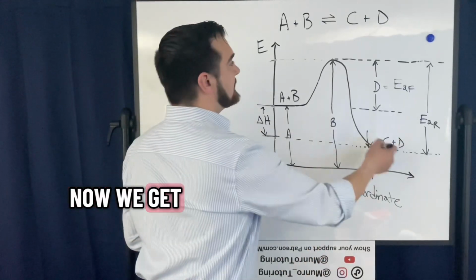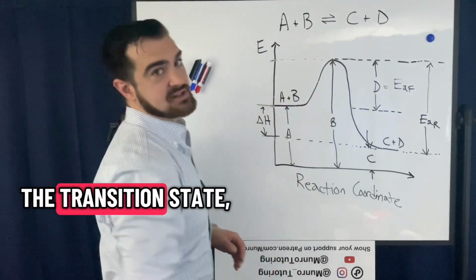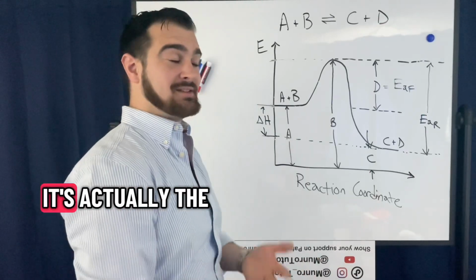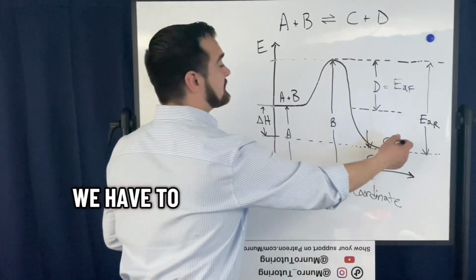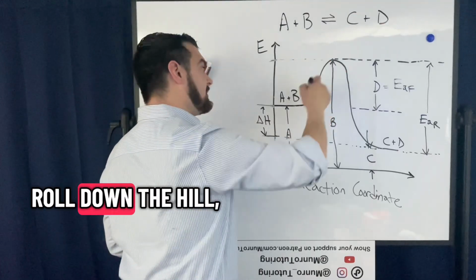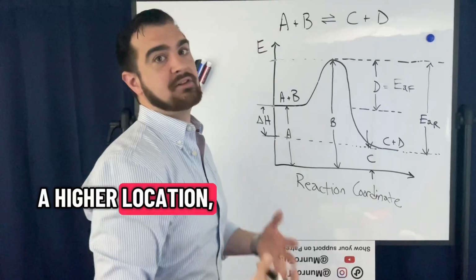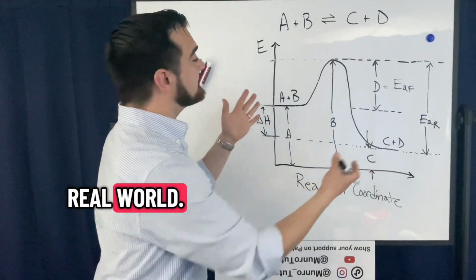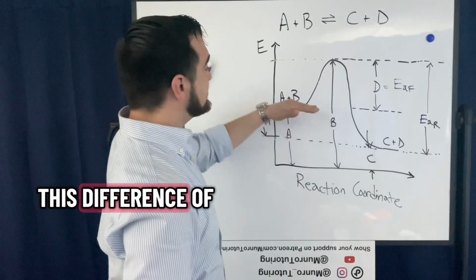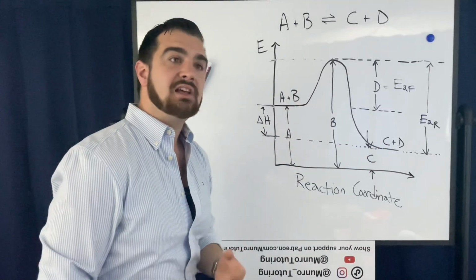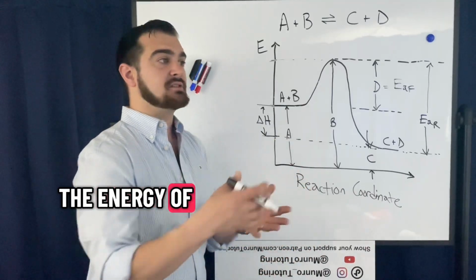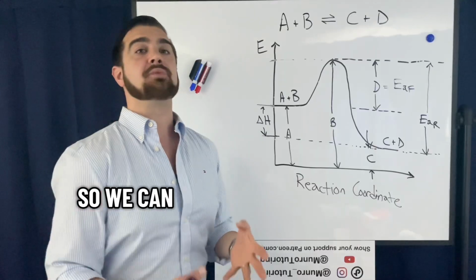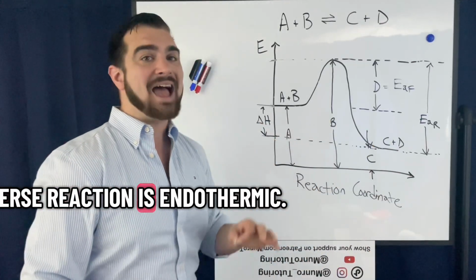Now, we get up to the top and energy is released from the transition state, but not as much as when we go the other way. It's actually the exact opposite, right? In other words, we have to roll the rock up the hill, and that's going to roll down the hill, but it's going to end up at a higher location, a higher altitude, or a higher potential energy here in the physical real world. So in other words, this difference of energy is still going to be our delta H, but now it's the energy of the products minus the energy of the reactants. So this potential energy minus this one is now going to be a positive number. So we can say that the reverse reaction is endothermic.